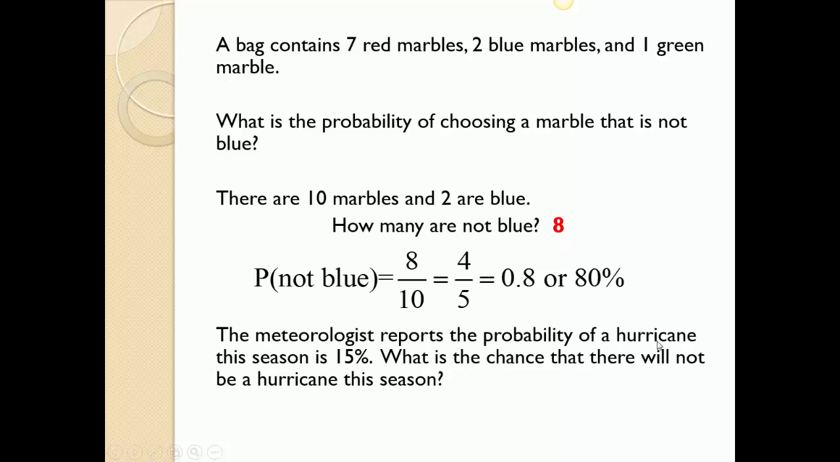A meteorologist reports the probability of a hurricane this season is 15%. What is the chance that there will not be a hurricane? Okay, probability of it happening plus probability not happening has to equal 1. So if there's a 15% chance of a hurricane, there's an 85% chance there will not be a hurricane.